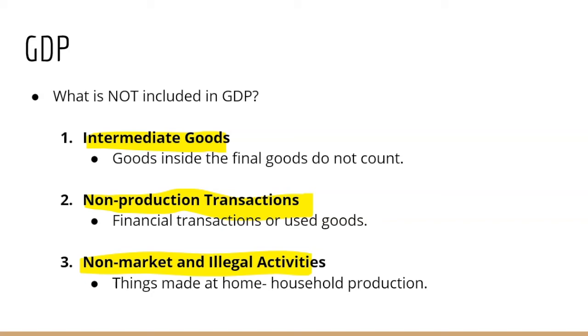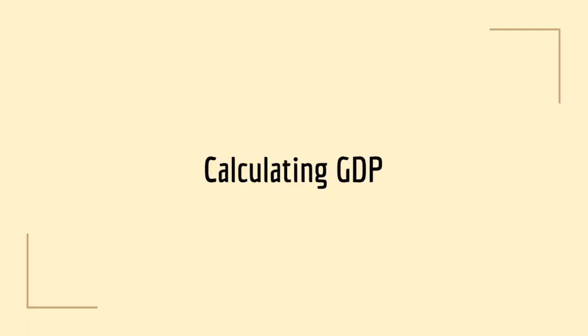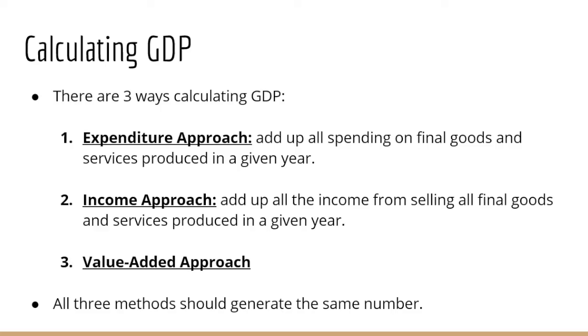Right. So now that we went over all this, the next thing is, how do we calculate GDP? There are really 3 different ways we calculate GDP. The biggest way, the way that you need to know, is the expenditure approach. The expenditure approach is just you add up the spending on all the final goods and services produced within a given year. So in other words, you're doing accounting.